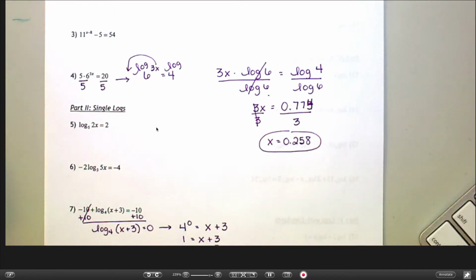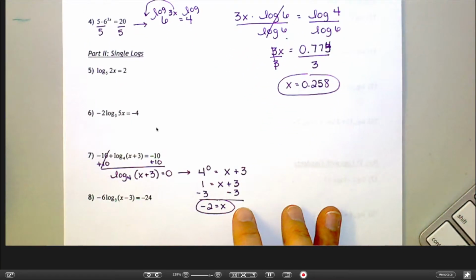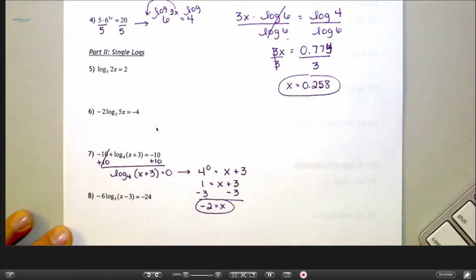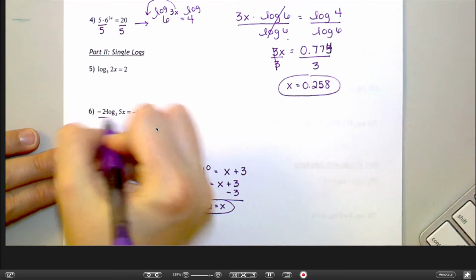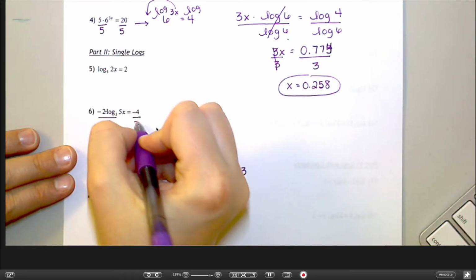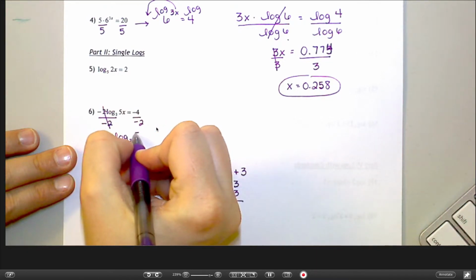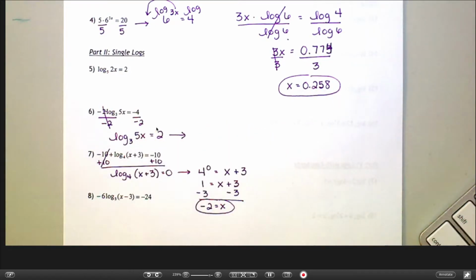Okay, Kara? 6? Okay. So number 6, again, I'm in a situation where I have a single log and a number on the other side. So I want to be able to write it as an exponent. But first I need to get rid of the negative 2. How am I going to get rid of that? Okay, this is multiplication. This is negative 2 times that log. So I need to divide to get rid of it. Okay, so log base 3 of 5x is equal to 2. How would I write that as an exponent?